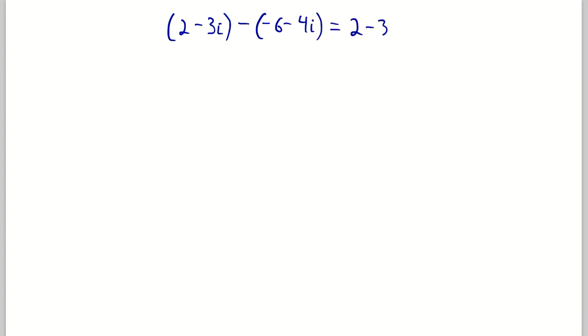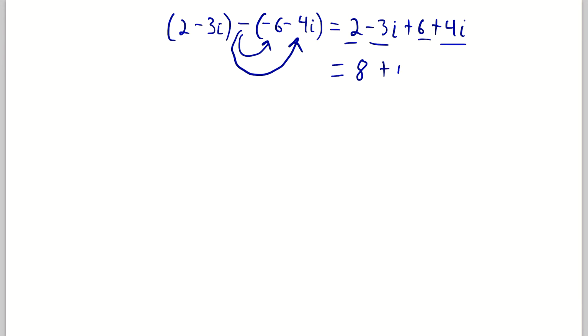So we have 2 minus 3i, and now remember we've got to distribute the negative. So negative 1 times negative 6 is positive 6, and negative 1 times negative 4i is positive 4i. So we add 6 and we add 4i. And then we just add up the like terms, so we have 2 plus 6, which is 8, and negative 3i plus 4i, which is, again, just 1i.